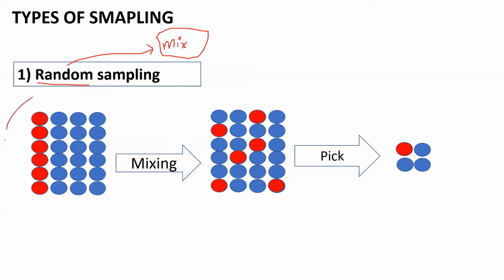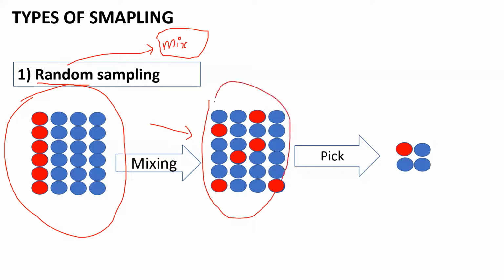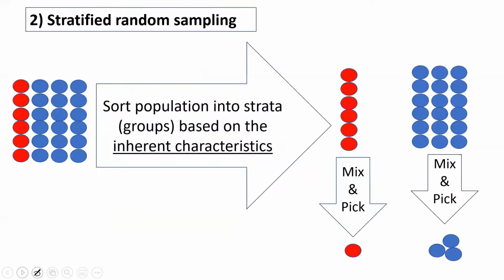So I have my population, I mix my population. So this is mixing. Then you have a mixed population. Then you pick or you make a draw. Then this is your sample. So the moment you do that, then you are doing random sampling. Okay.